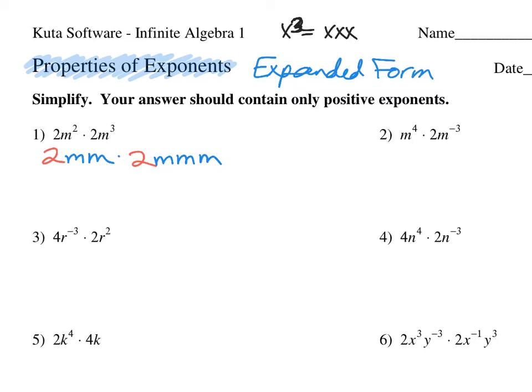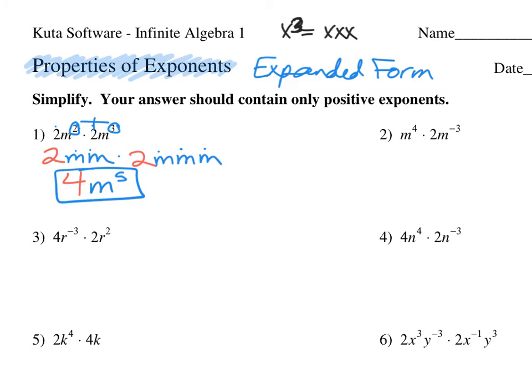Now I have two 2's, that's going to be 2 squared, or just straight up multiply. 2 times 2, that's 4. And if I counted up the number of m's I have, I'd have 1, 2, 3, 4, 5 m's total. This is 4m to the 5th power. We treat numbers like we've always treated numbers, and we treat exponents like we've learned to treat exponents, where if we're multiplying the bases, we add the exponents. Multiply any base, which means add the exponents.